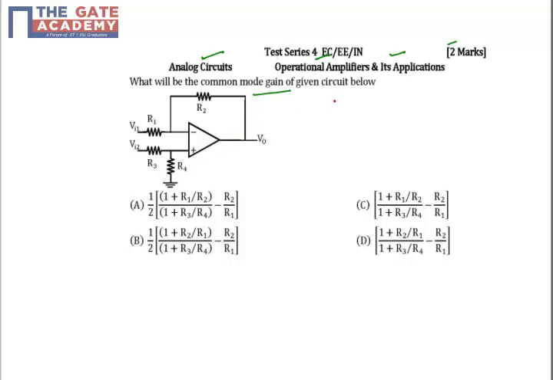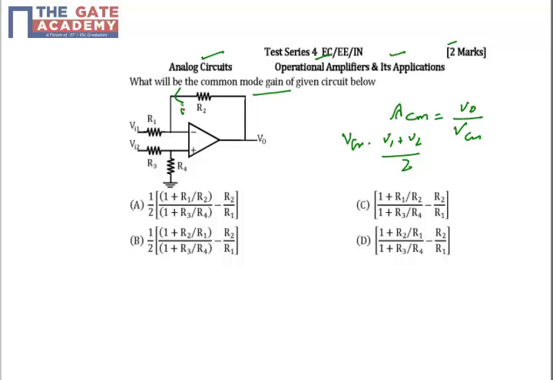So we know that common mode gain ACM is defined as V0 by VCM, keeping AD 0, where VCM is nothing but (V1 plus V2) by 2, where V1 and V2 are the inputs at the inverting and non-inverting terminals.